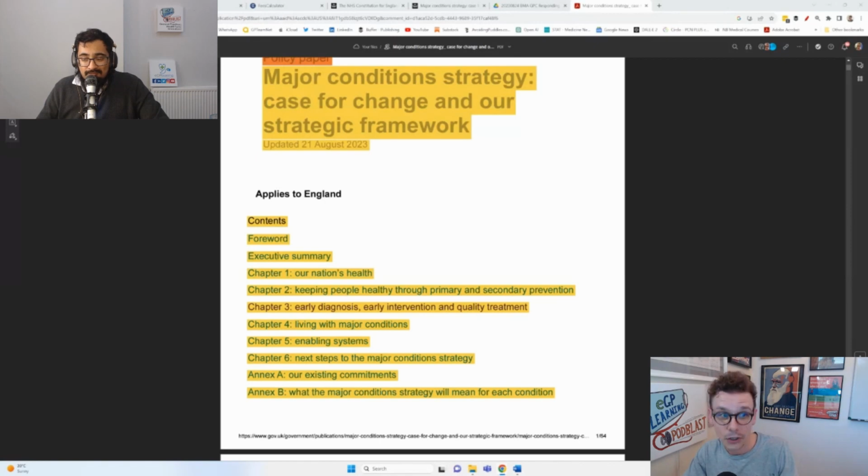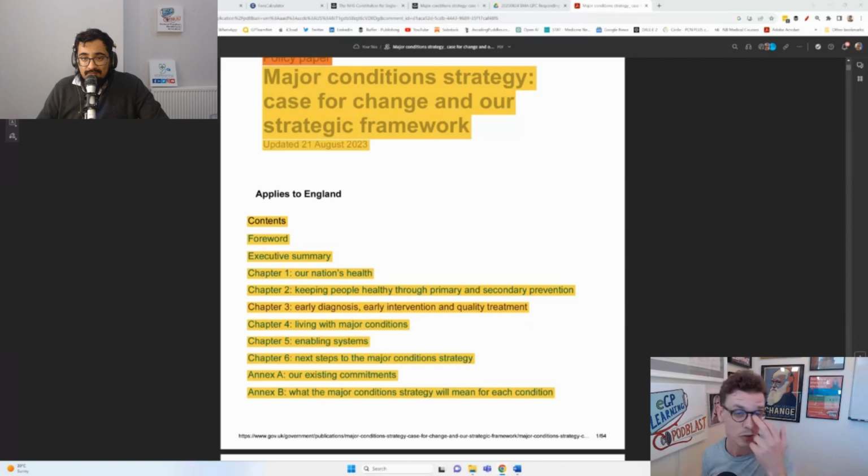Chapter 2 talks about keeping people healthy, and they talk about primary and secondary prevention, empowering people to create healthy lives, those sorts of concepts. Chapter 3 focuses on early diagnosis and early intervention and quality of treatment as well. So they talk about identifying issues earlier, and a whole person approach. And that's something that comes through quite a lot in this document, which I think is interesting.